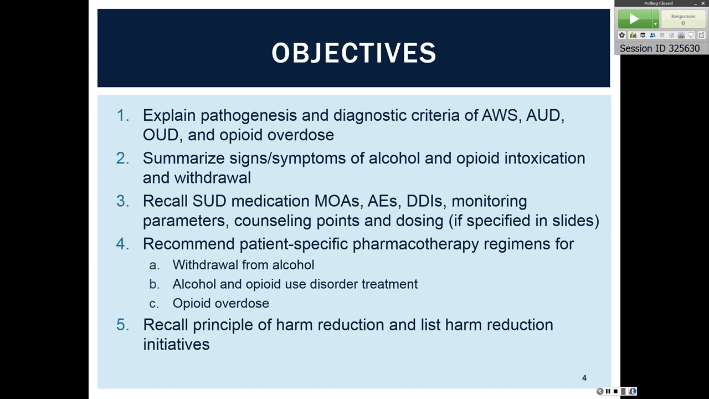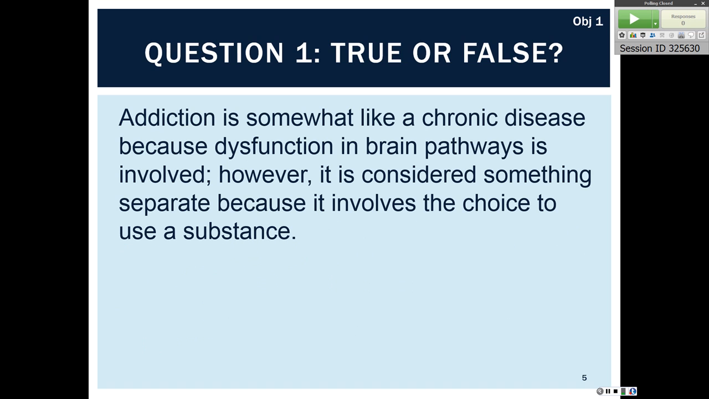Okay, so we'll do a couple questions on the pre-lecture material. First one, true or false? Addiction is somewhat like a chronic disease because dysfunction in the brain pathway is involved. However, it's considered something separate because it involves the choice to use a substance.